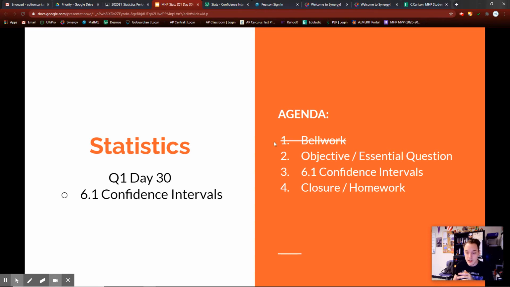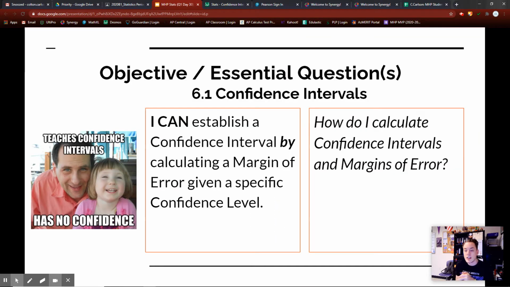So let's get started. The essential question: how do I calculate confidence intervals and margins of error? So we're going to learn what confidence intervals and margins of error are, and how they relate to samples and population parameters. Okay, and then of course there's other things that we need to learn as well, but we're going to get into that later. And we're also going to be using a Desmos calculator, which I'm going to show you in a little bit.